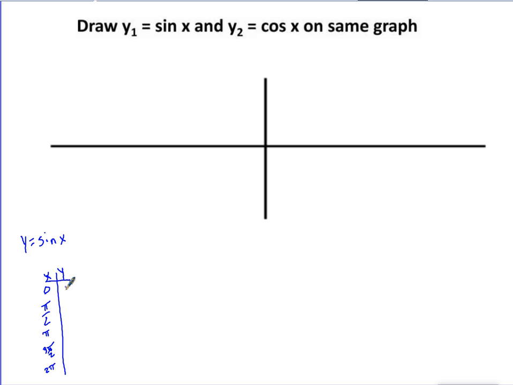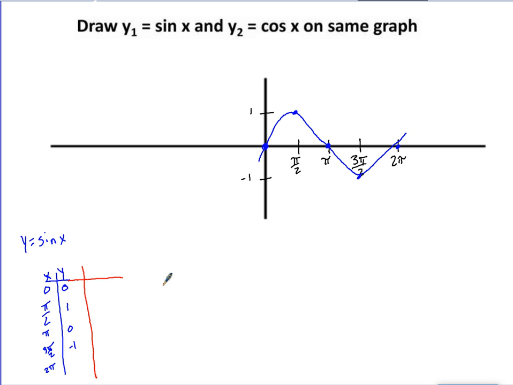For sine, the y values go 0, 1, 0, negative 1, 0. So that's nothing new. I'm going to go ahead and draw that graph. And then I'm going to graph y equals cosine x. For the parent function for cosine, I'm going to use these same x values.